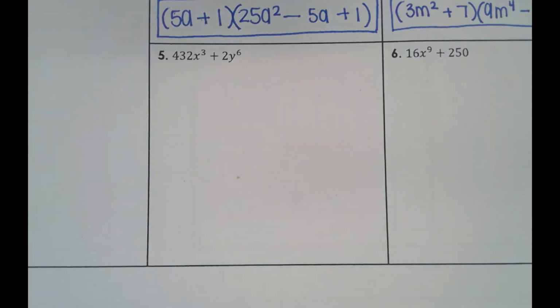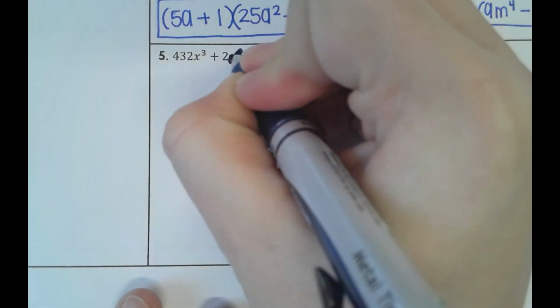All right, number 5. I want you to scribble out the y to the 6. We're going to do it without that. Just the 2.